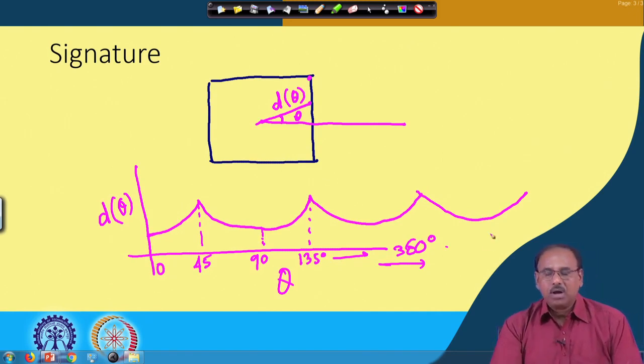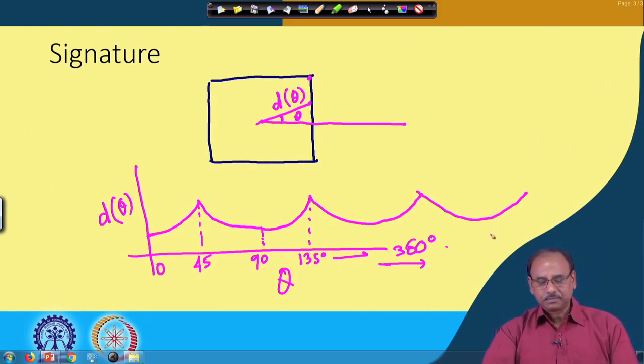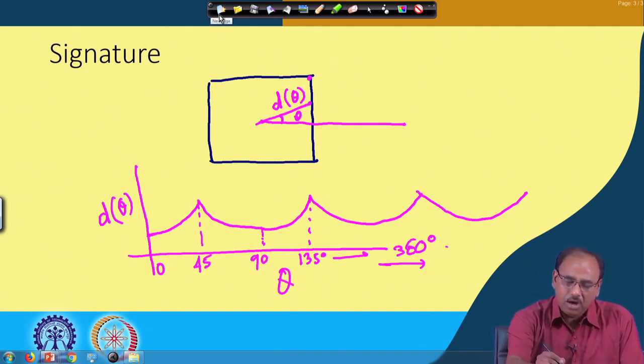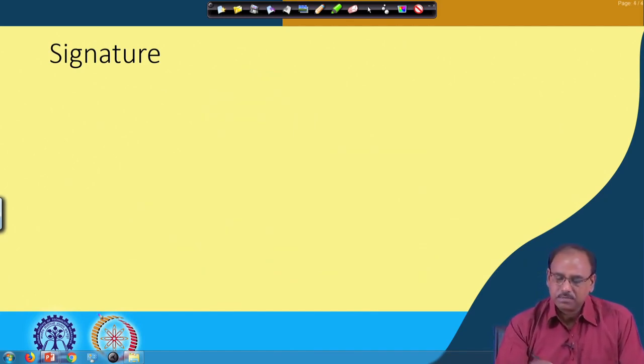So, such a plot of d theta versus theta gives you important information about the nature of the boundary or the shape of the boundary. So, this is a kind of plot which I am getting for a square figure. If the figure instead of being square, it is something else, then naturally the nature of the plot will also be different. So, the shape of the plot also gives me important information about the shape of the boundary. So, by processing this signature, I can also obtain boundary descriptors. So, this is another way of obtaining the boundary descriptors.